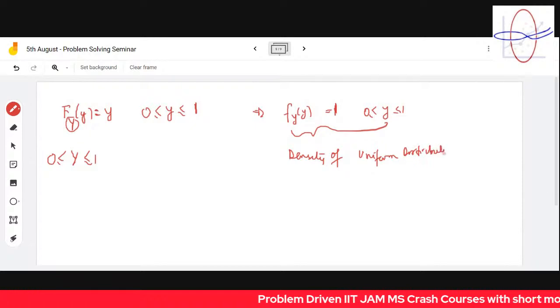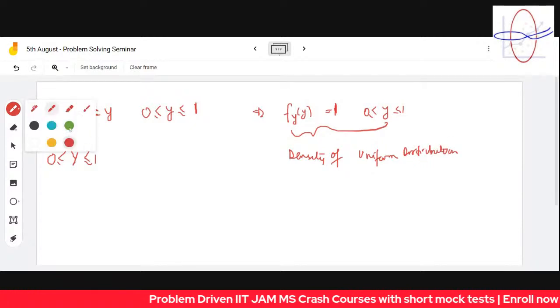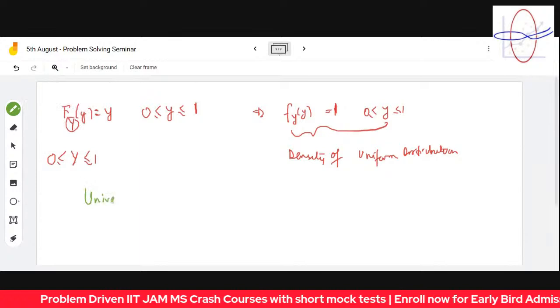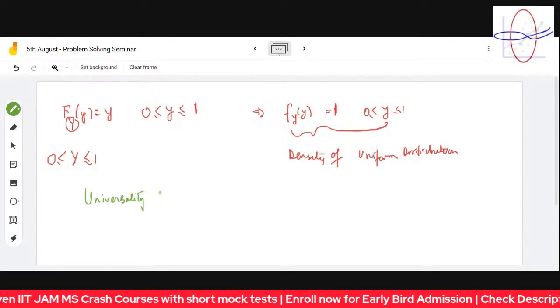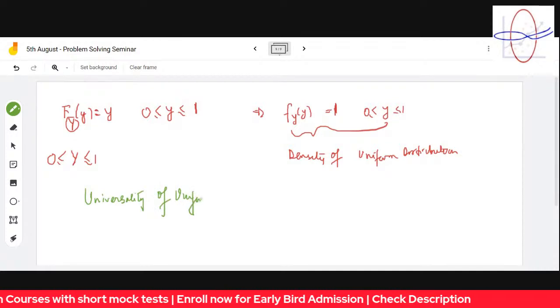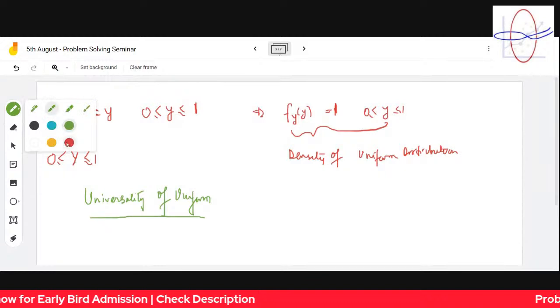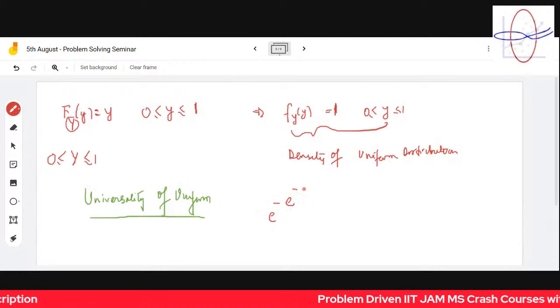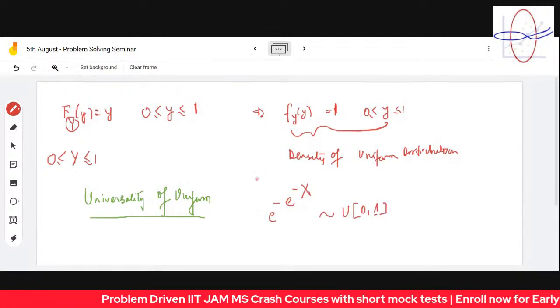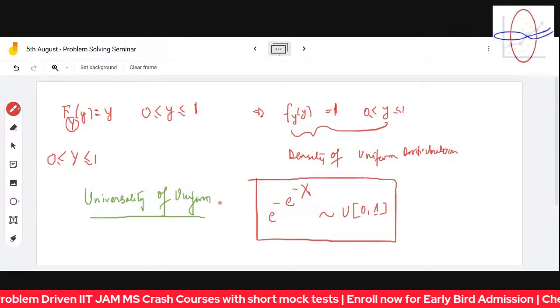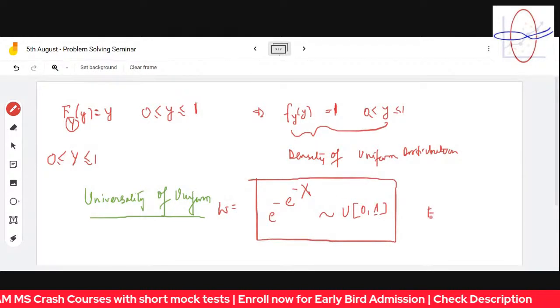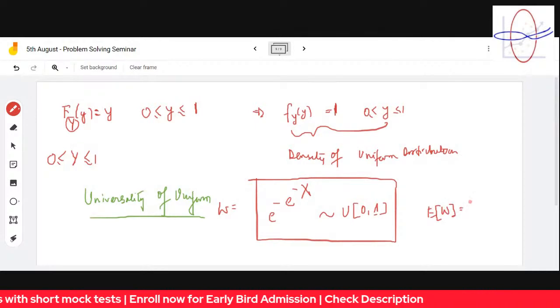So this is called the universality of uniform. Here, e to the power minus x follows the uniform 0, 1. So if I call this w, then the expectation of w will be half, and the variance you can find out easily. So this was the main idea.